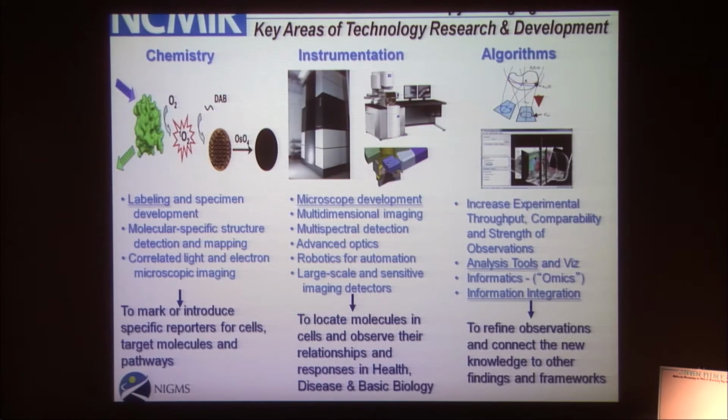So, as some of you may know, NCMIR is a national center that's really focused on the development of technologies to help bridge understanding of biological systems that lie between the gross anatomical and molecular scales. And we've really organized our activities around three core thrusts. The first relates to the development of advanced labeling chemistry and specimen development technologies, principally to improve our ability to do correlated light and electron microscopy.